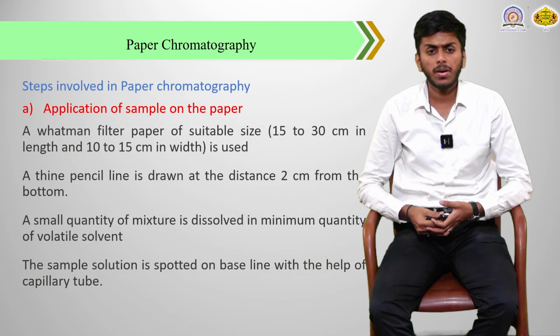Steps involved in paper chromatography. First is application of the sample on a paper. Whatman filter paper of a suitable size is used for this. A thin pencil line is drawn 2 cm from the bottom. A small quantity of the mixture is dissolved in a minimum quantity of volatile solvent, and using a capillary tube, the sample is placed on the paper.